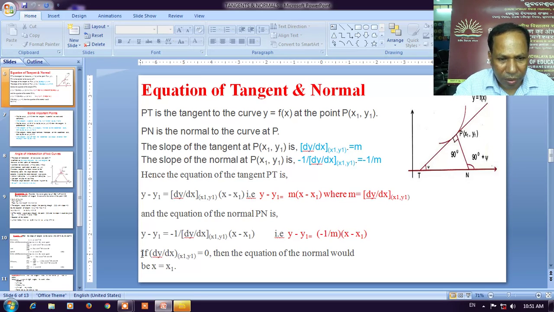So here is a particular case. If dy/dx at the given point is 0, that means the slope of tangent is 0, then the equation of the normal would be x = x1.